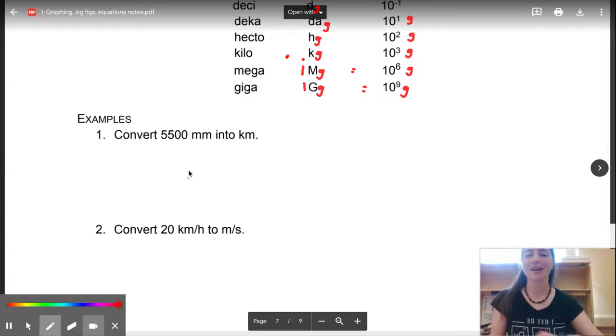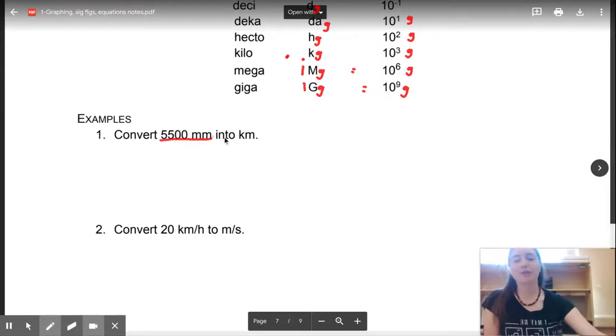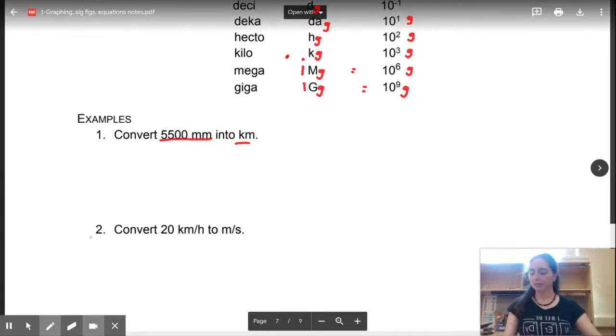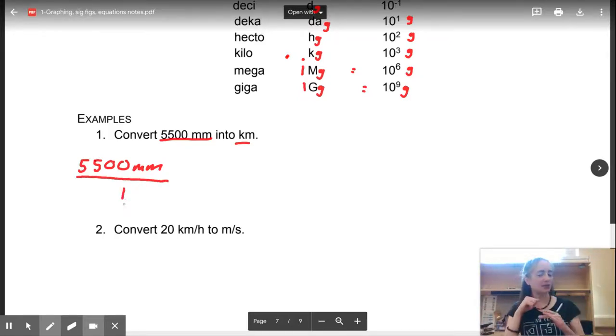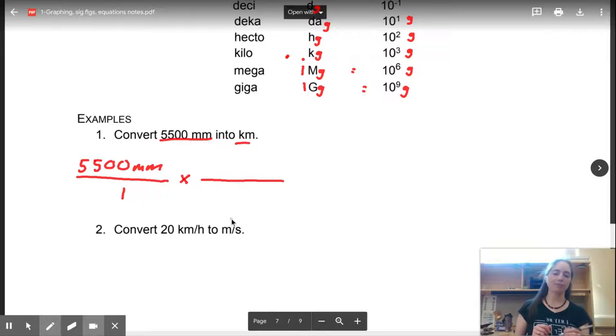Okay. So we're going to be converting 5,500 millimeters into kilometers. So ladies and gentlemen, how we do unit analysis is you are going to write out the value that you have. It is sometimes easier if there's no units on the bottom half to put it over 1. So then that way it's easier to visualize. And then we are going to multiply this by a fraction. Okay, put your dividing line there.